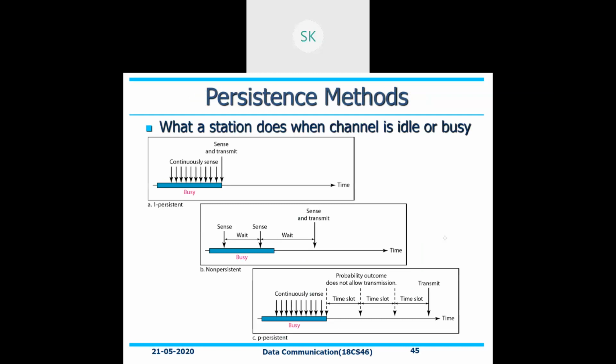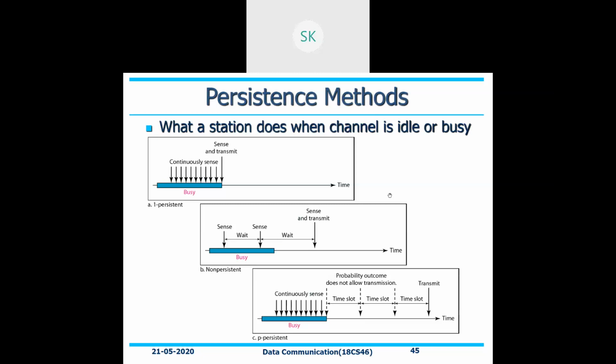We need to have a sensing element, right? For doing that, we have one particular terminology called the persistence method. What is this persistence method? It tells you whether the channel is idle or busy. Just to identify it, we have one particular technique called persistent methods. Under this, there are three different categories available. One is called one-persistent, the second is non-persistent, and the third is p-persistent. What is all this persistence about?